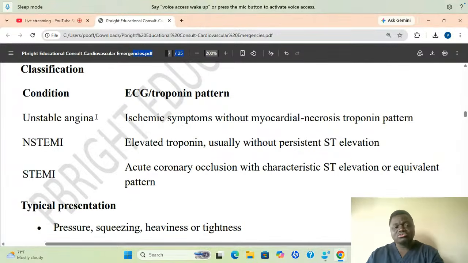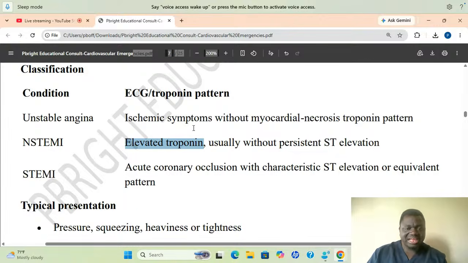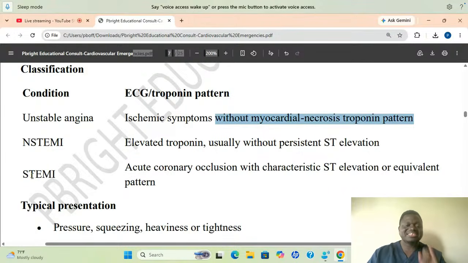Then I also explained to you the stable and the unstable angina, and the NSTEMI and the STEMIs. These are all conditions that are classified as emergencies. The NSTEMI will give you elevated troponin. In unstable angina, the troponin is mostly stable, without a myocardial necrosis troponin pattern. So take note. And in the STEMI, the troponin will shoot up, and the ST elevation is there too.